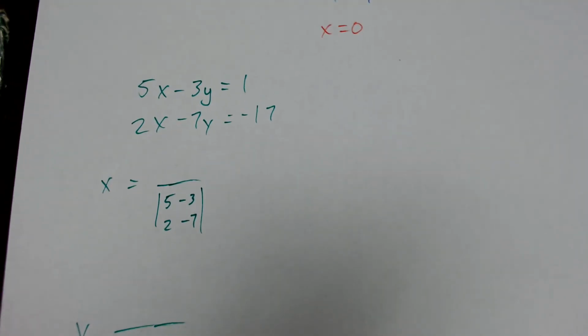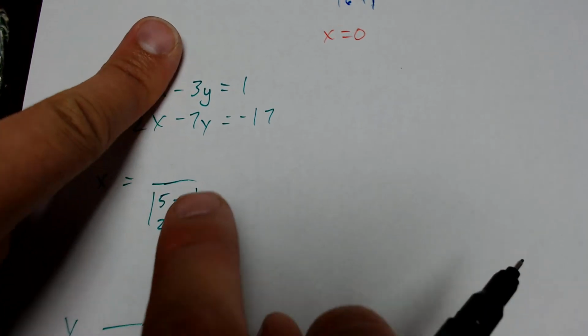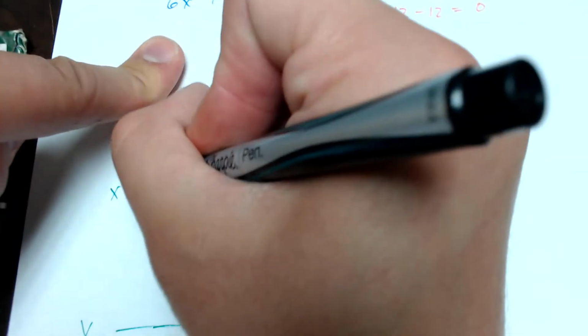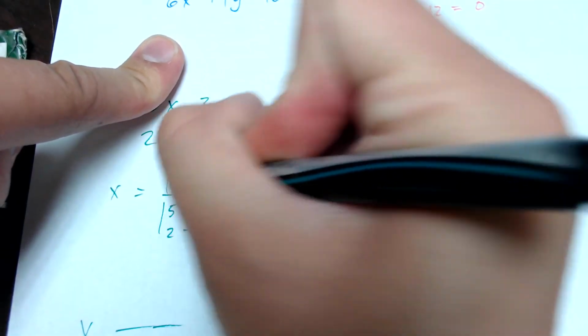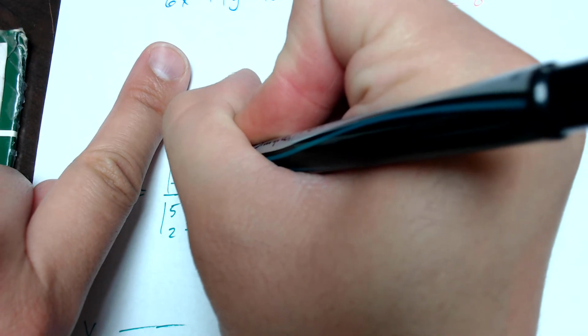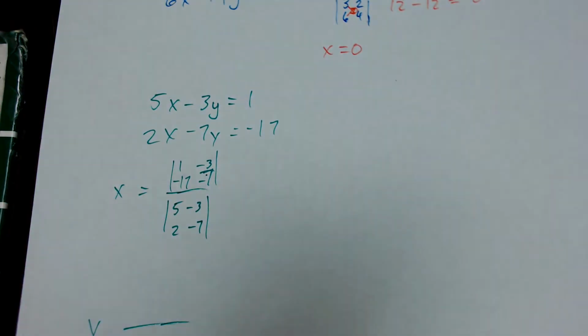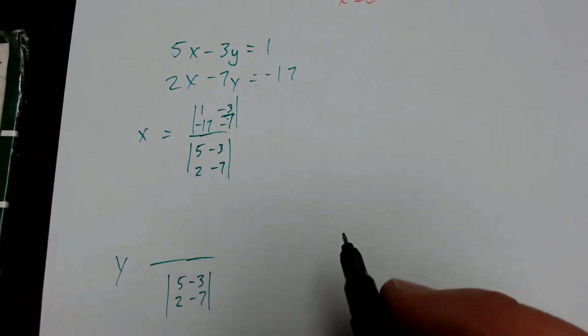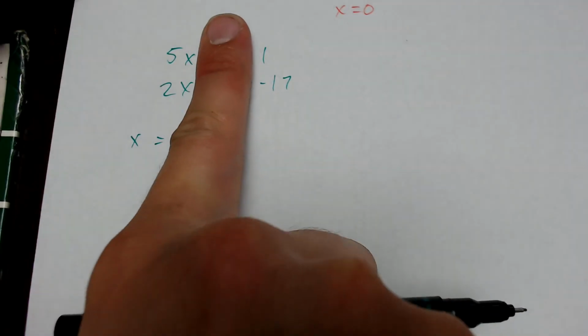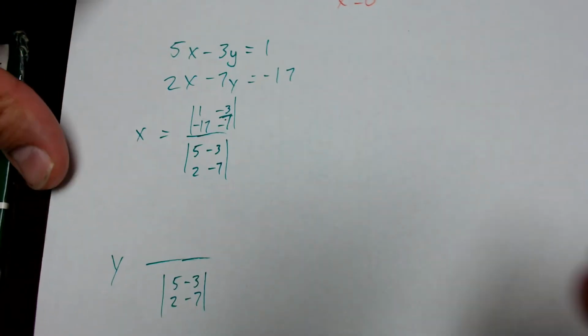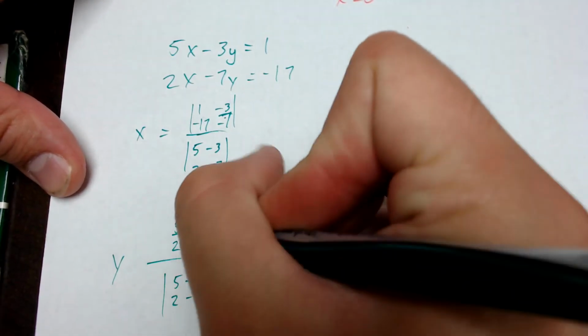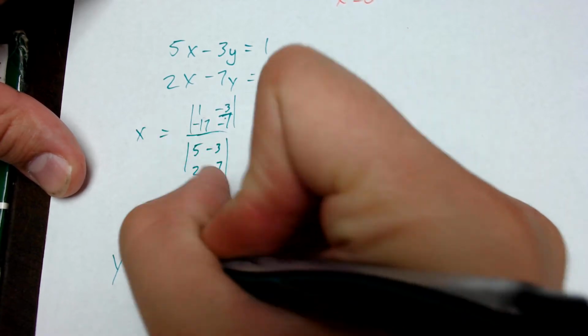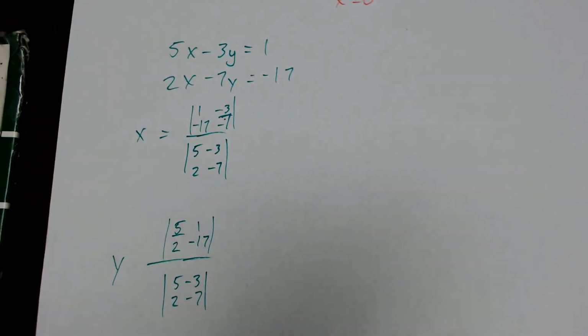Now for the numerators, the numerator for x, I cover up x. Instead of putting the x numbers, I put 1 and negative 17 first. And then for the y numbers, I put negative 3, negative 7. Whoops. Keep wanting to write them as fractions. So that becomes the formula for x. Now for y, that determinant, I'm going to cover up the y terms, and I have 5, 2, 1, negative 17. So 5 and 2, and then 1 and negative 17. Eventually, I'll stop writing these as fractions. Hopefully by the time I teach this lesson, I won't.